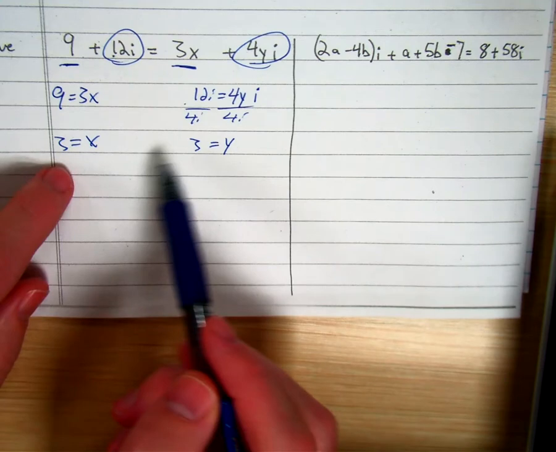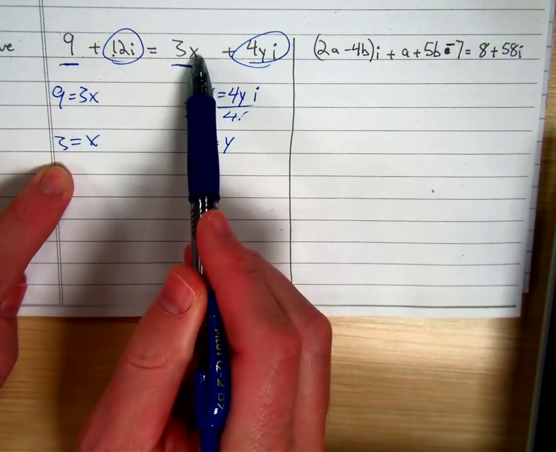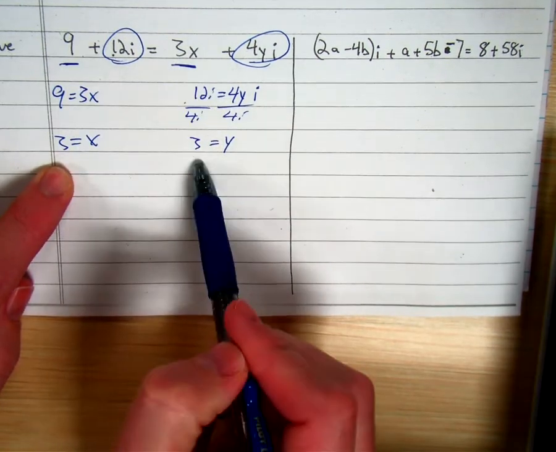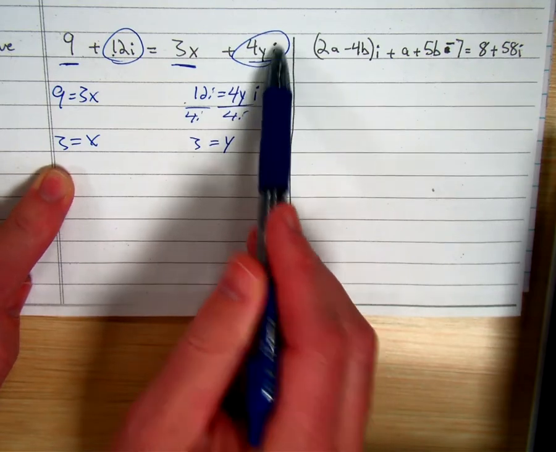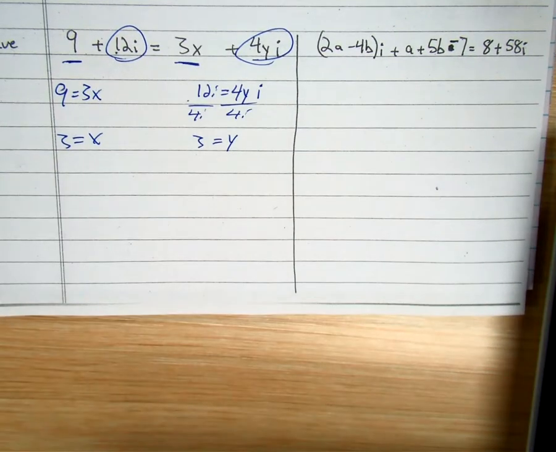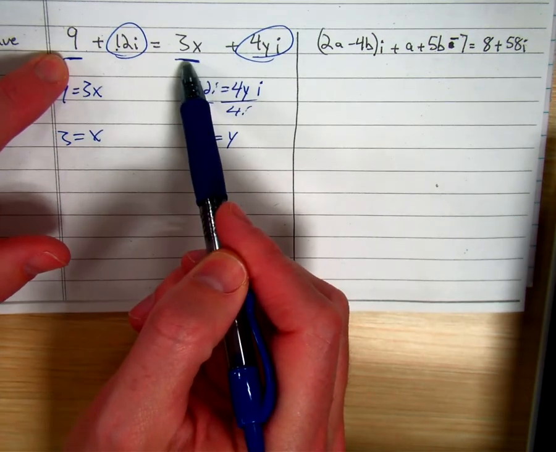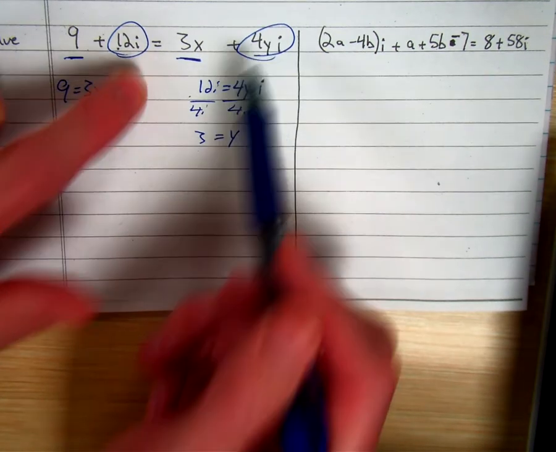So if I were to put 3 in for x and y, 3 times 3 is 9, that would match. 4 times 3 is 12i, that would match. Okay? So you're just looking at the real parts together and the imaginary parts together.